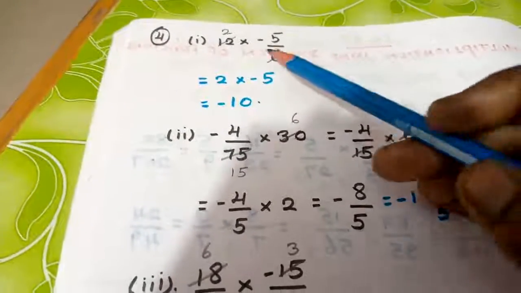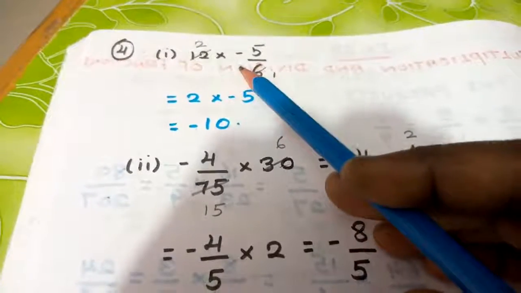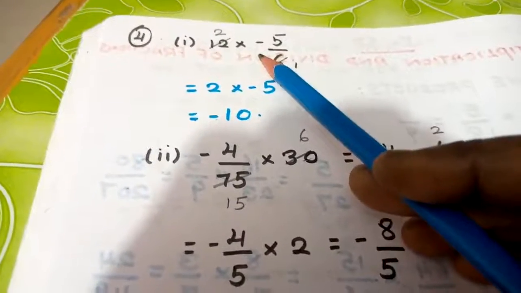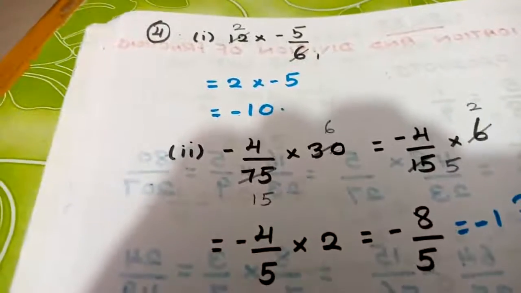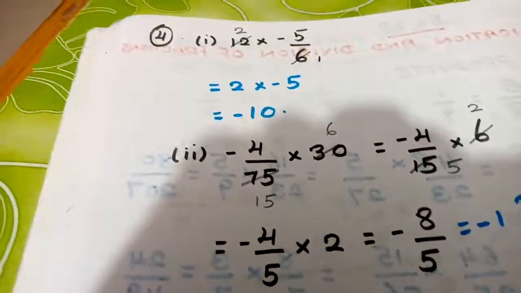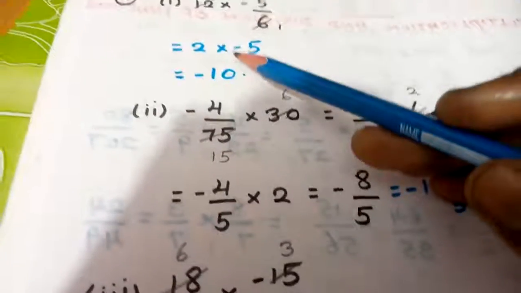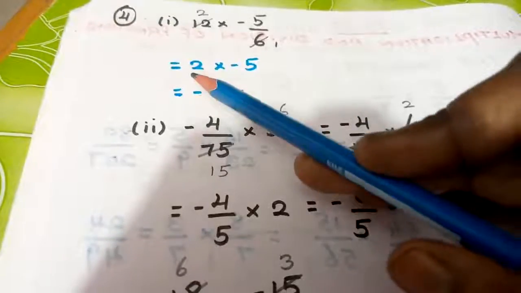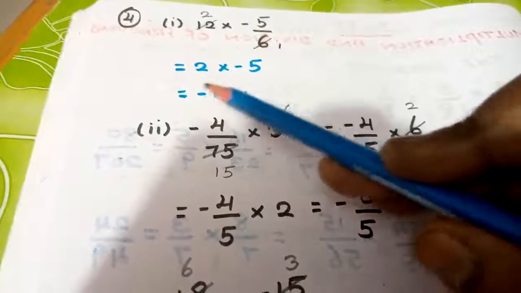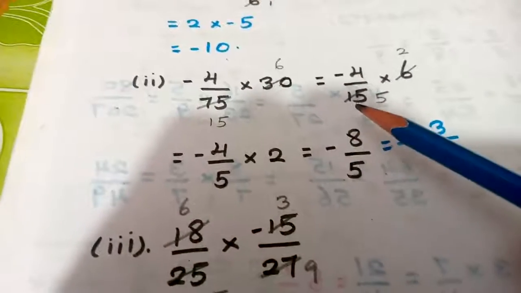Coming to question number 4, same way, but if you are going to have a negative sign, be careful, you have to multiply the sign also. So same way, you are going to cancel the terms. After cancelling, you will be getting the value as 2 into minus 5, plus into minus, minus 2 5s are 10.